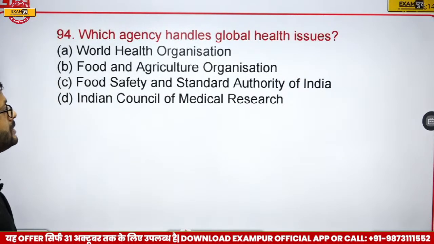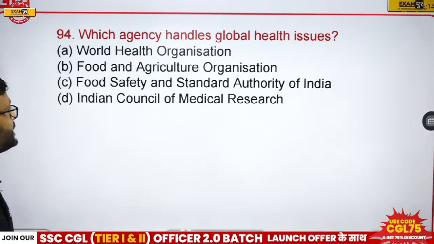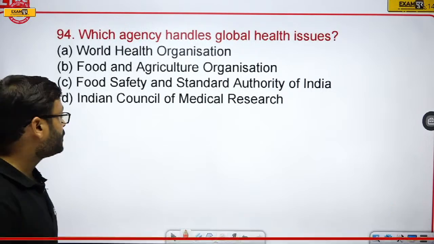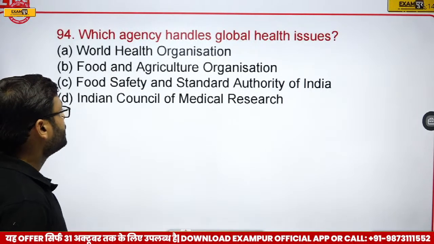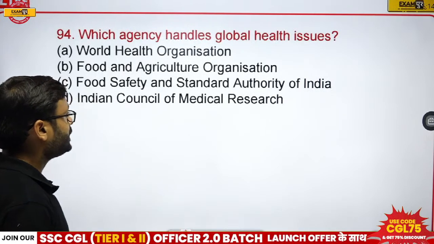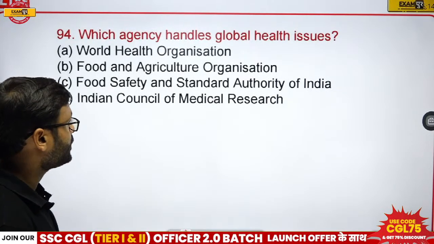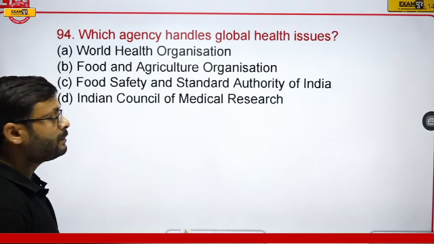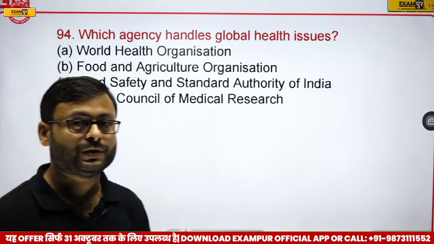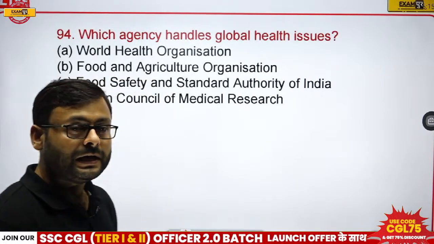Which agency handles the global health issues? Okay, here the options are World Health Organization, Food and Agriculture Organization, Food Safety and Standard Authority of India, Indian Council of Medical Research. Kindly give me the correct answer for this question. Very simple question.